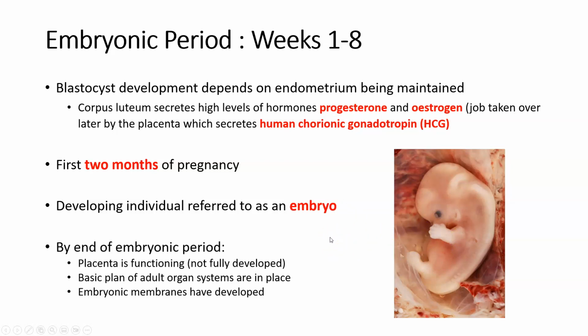By the end of this 2 month or 8 week period, the placenta is functioning, although it's not fully developed yet, but it is doing its job of secreting HCG. The basic body plan of the organ system is in place, and the embryonic membranes have developed, and that's what we're going to talk about right now.